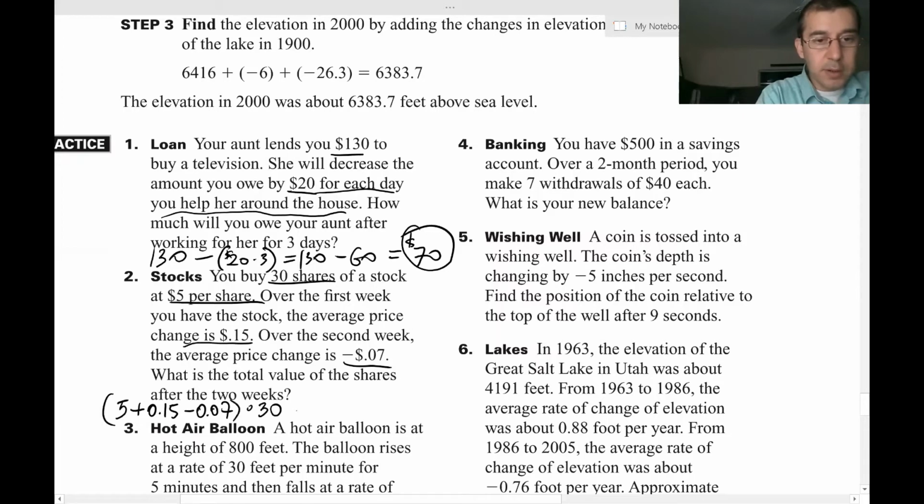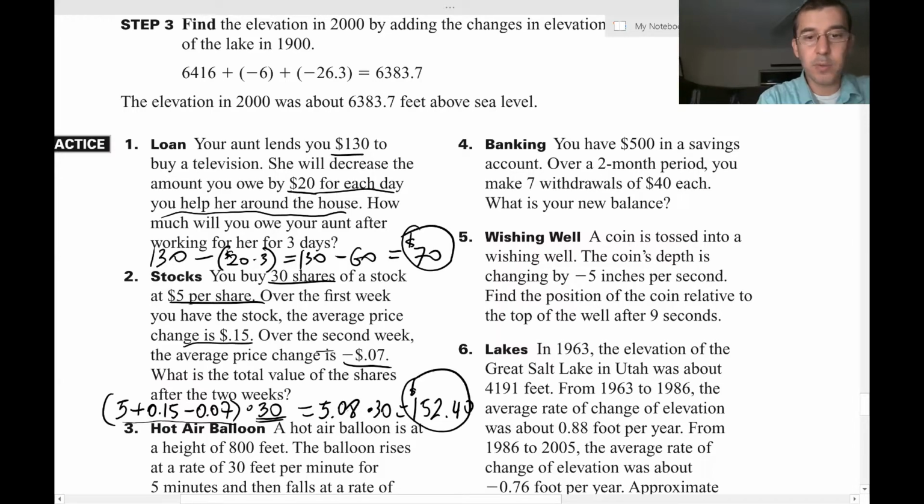So this is the amount of shares here, 30, and then this is the price of the share at the end of the second week, after the 2 weeks. So this is basically 5.08 times 30. You can use your calculator to do this, or you can do it on the side. 5.08 times 30, this is $152.40. This is the total value of the shares after the 2 weeks.